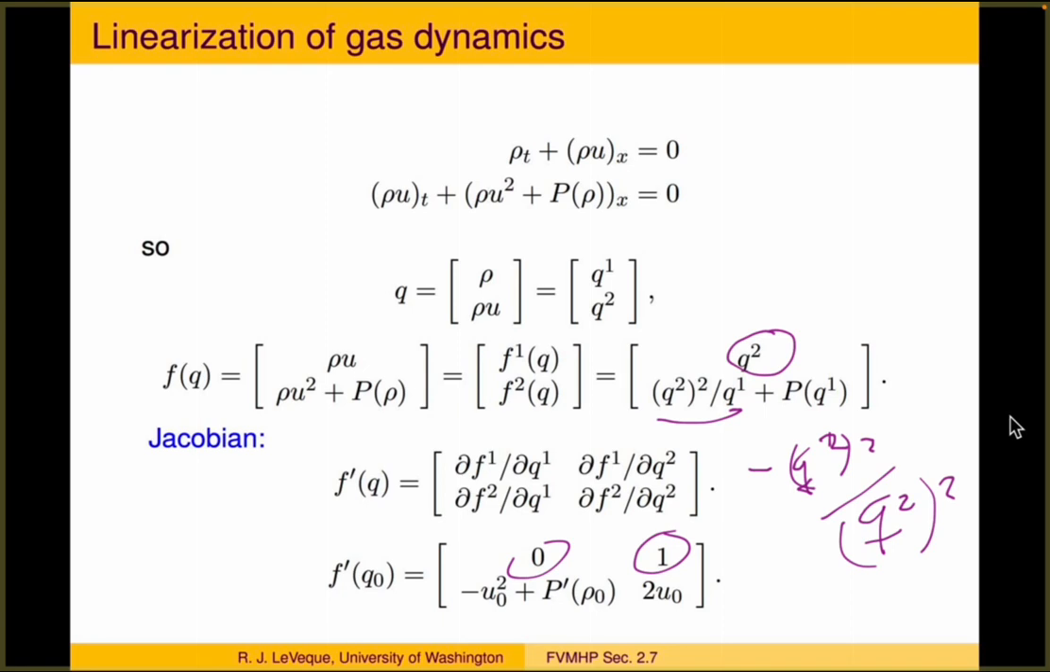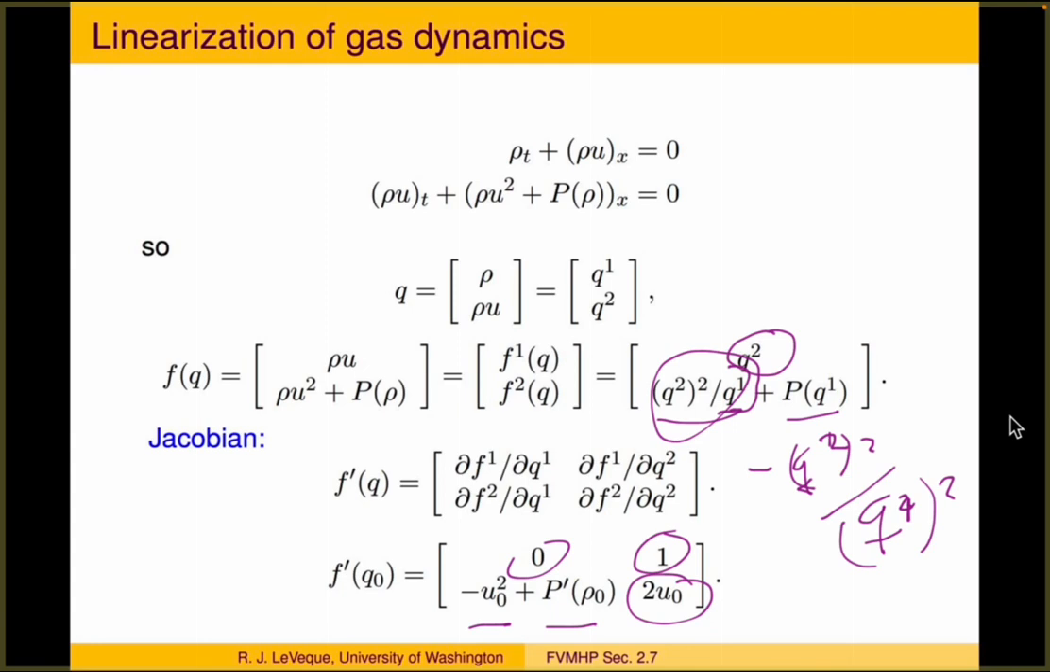minus Q2 squared over Q1 squared, rather. So that's rho U quantity squared divided by rho squared, so that just gives us a U squared. And then we also differentiate P with respect to Q1, and that gives us the P prime as a function of, well, here I wrote it as rho 0, which is the first component. Similarly, I simplified Q2 over Q1 to be just U. And then finally, we have the derivative of F2 with respect to Q2, and there we're differentiating this term with respect to Q2, and that pulls down the 2 from the exponent, and we get 2 times Q2 over Q1, which is just the 2U0 term.